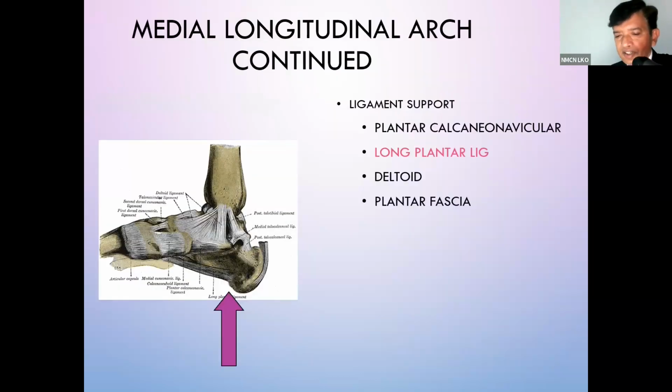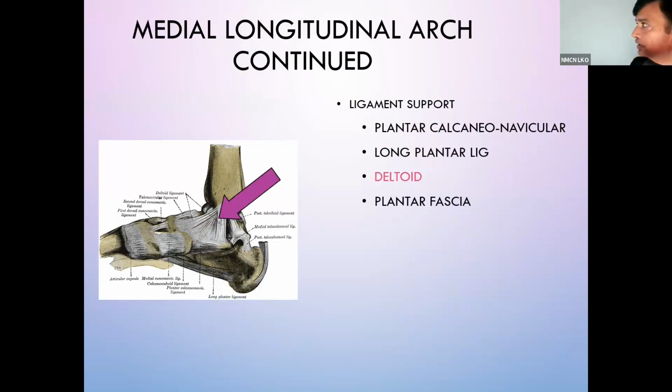Then another is the long plantar ligament, which is connected with the calcaneum to the head of the metatarsals. In between, it is connected with the cuneiform and cuboid bones. Then the deltoid ligaments. It is supposed to be the strongest ligament. So once you walk, if you walk on an uneven surface, there is lots of pressure over this.